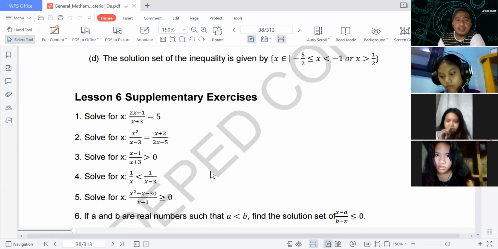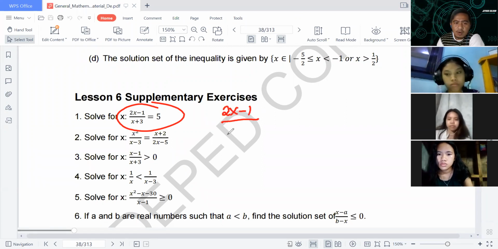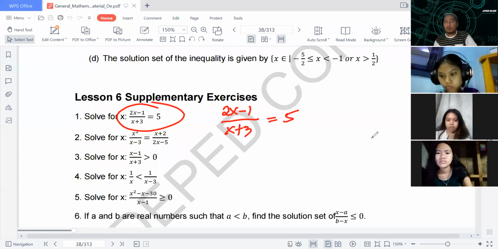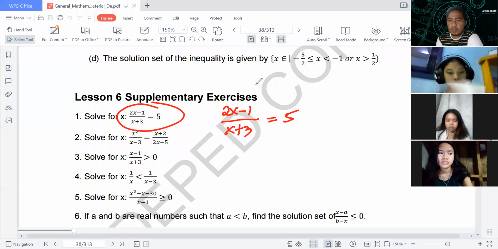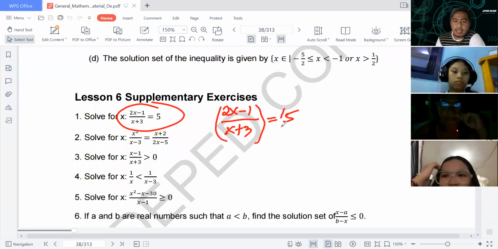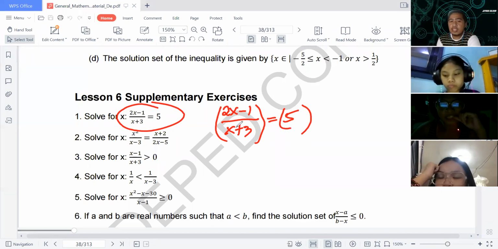Here, let's answer number 1. Is it a rational equation? Yes or no? Yes, sir. So what you will be doing is, let us have here 2x minus 1 all over x plus 3 equal to 5. Do you remember what should be the first step? Find the LCD, and multiply it by the LCD on both sides.